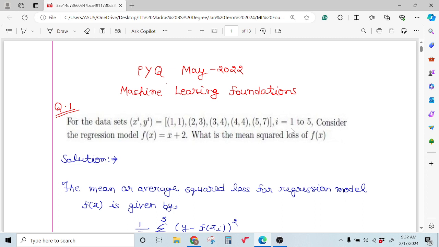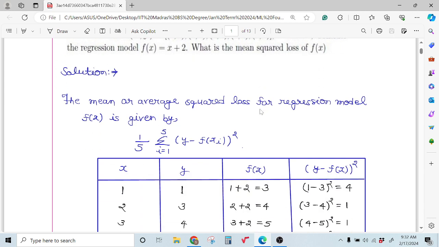The first question is for the data sets xi, yi. These are the points from 1 to 5. Consider the regression model f(x) = x + 2, and we have to find the mean squared loss of f(x). So let us see the solution of this question.